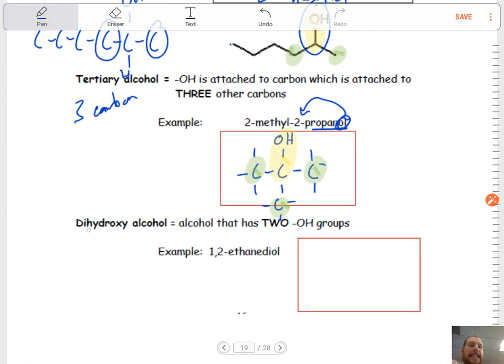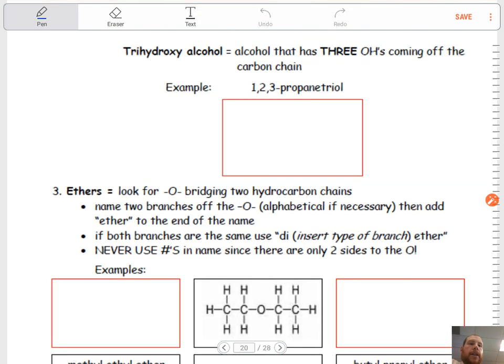Now, dihydroxy. Dihydroxy meaning diol. It's got 2 OH groups. So ethanediol means 2 OH groups, 2 OH hanging off just like that. We could also have a trihydroxy alcohol. Don't overthink it, guys. Use the tools you've already learned. Tri means 3. Hydroxy is the alcohol, the OH. Okay, OH means hydroxy, like hydroxide, something you guys have used all throughout the year.